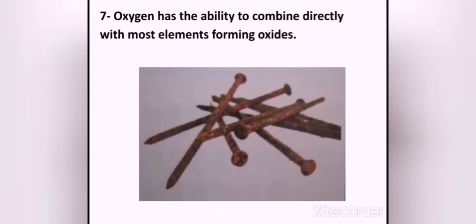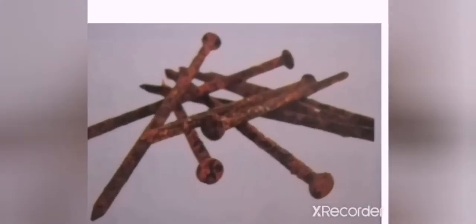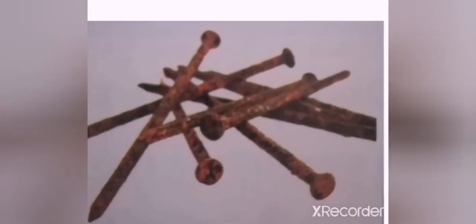So if you wet some iron nails with water and leave them for several days in a humid atmosphere, you can observe that the iron nails rust and lose their metallic luster, like this picture. So the iron will rust and lose its metallic luster, because the oxygen has the ability to combine directly with most elements to form oxides.